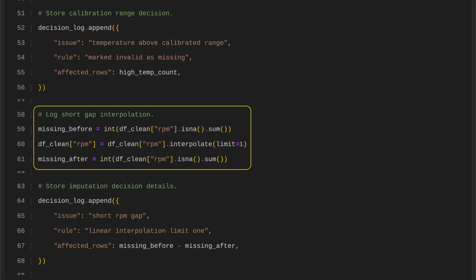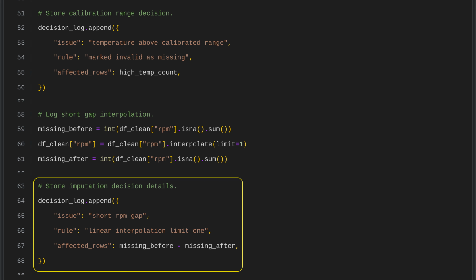We first count the missing values in the RPM column to establish a baseline. Then we use linear interpolation to fill only short gaps, allowing at most one missing value in a row to be estimated from nearby data. Afterward, we count the missing RPM values again to see how much the interpolation reduced them.